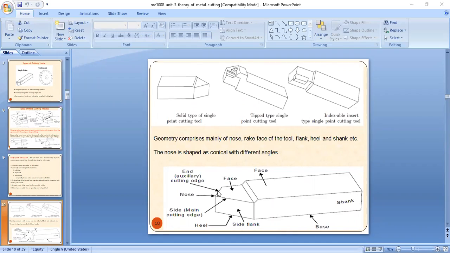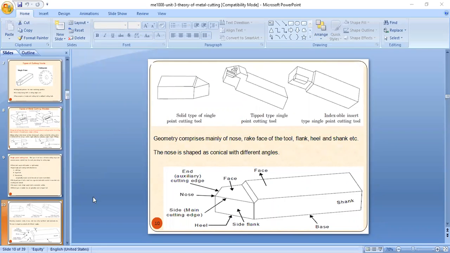There are two types of edges, already I told you. According to that, we have the end cutting edge angle, and sometimes it's also known as the auxiliary cutting edge angle in some of the textbooks. And we have here the side cutting edge angle, and this is known as the heel. Just like the foot of a human being, we have the toe and heel, as far as the screw threads are also concerned. That is very important, and you have to see that also.